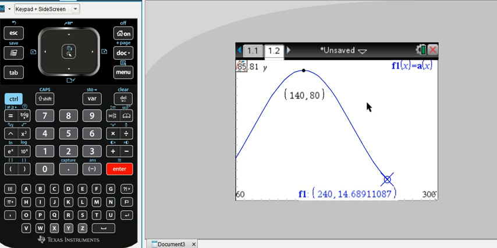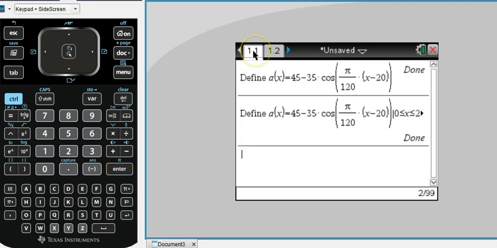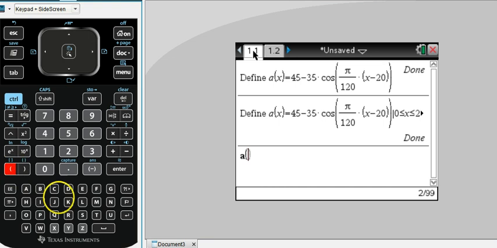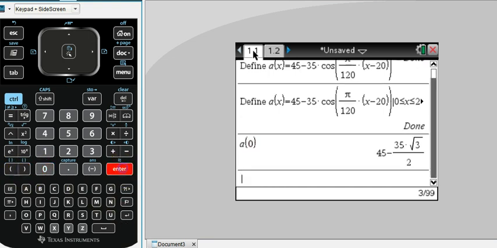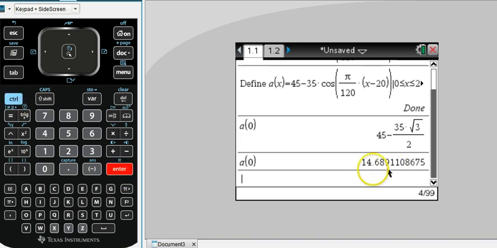The problem here is that if by chance the question wasn't asking for decimal places and you needed to give an exact value, you're not getting that in this graphing window. So if you go back to your calculator page, because we've defined the function, it's really easy to find those points. The y-intercept we know happens at x equals 0, so all we're doing is finding a of 0. Press enter and there it is in exact form, and control enter just to show you that that's the same value as what we found on the graph.